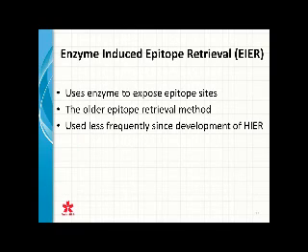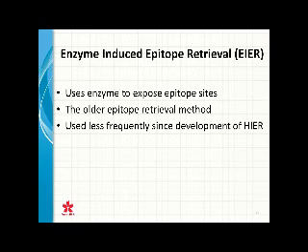So also we have enzyme-induced epitope retrieval. So we have heat-induced and enzyme-induced. In this method, an enzyme is used to expose epitope sites. In the last method, we talked about how heat in a retrieval solution opens the epitopes. In this method, the enzyme opens the epitope. The enzyme digestion is the older of the two methods, and it's used a little less frequently since the introduction of heat-induced epitope enhancement, but it is still used in the laboratory.